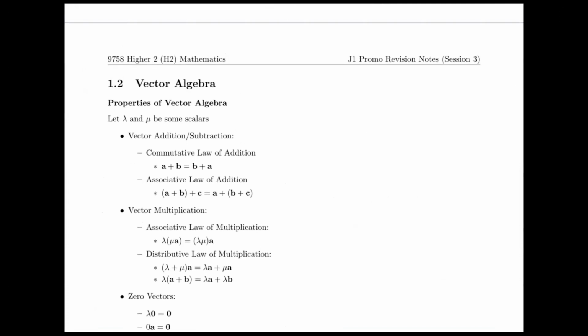Okay, move on into the vector algebra part. So this is where we all know, I think you already should know by now, for the A levels or even for your own exams. Okay, you should, I'm not muted. I think you are muted.